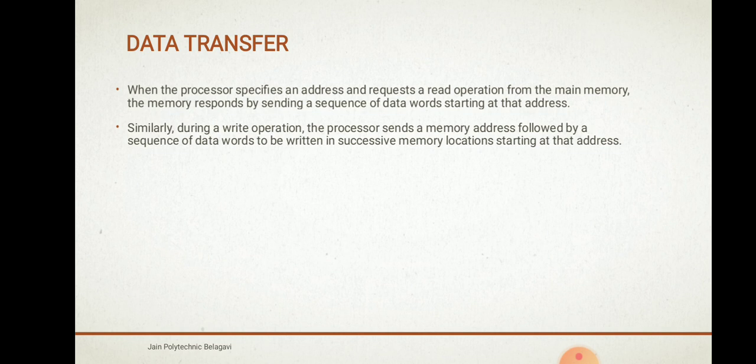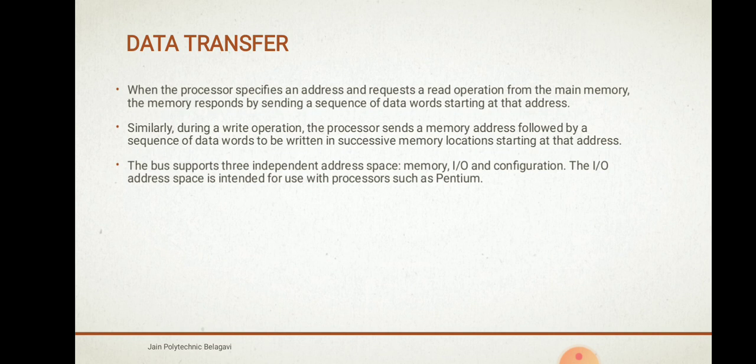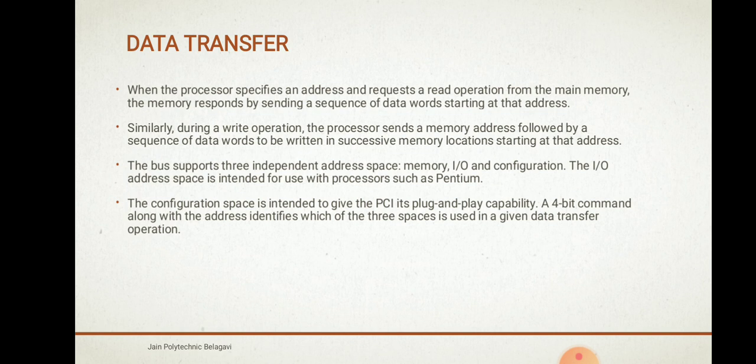During a write operation, the processor sends a memory address followed by a sequence of data words, which are written in successive memory locations starting at that address. Now the bus supports three independent address spaces: memory, input output, and configuration. The input output address space is intended for use with processors such as the Pentium. The configuration space is intended to give the PCI its plug and play capability. A 4-bit command along with the address identifies which of the three spaces is used in a given data transfer operation.